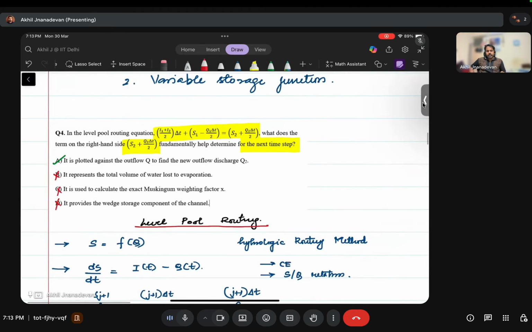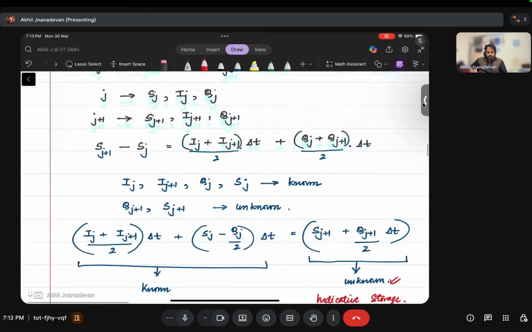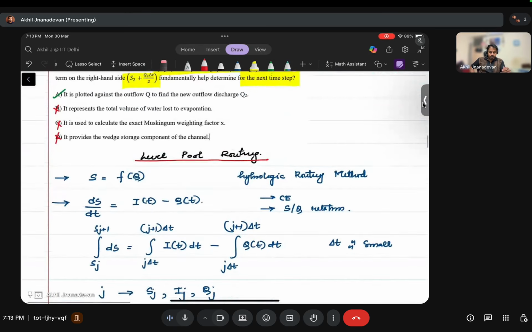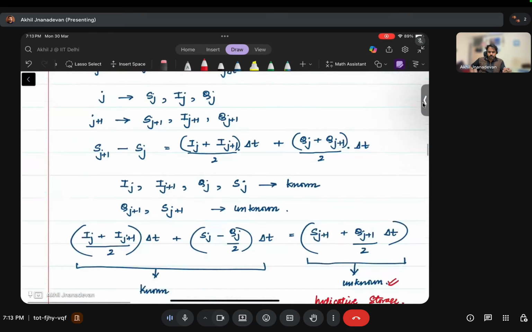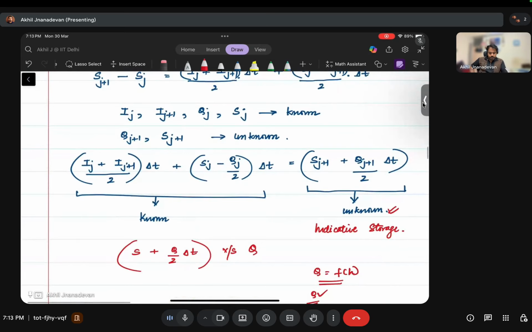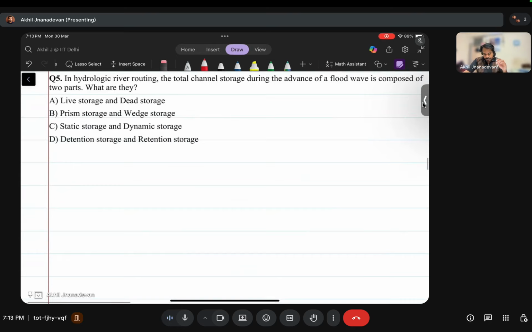That is a basic idea of level pool routing. Okay, so we got our continuity equation. We are making some assumptions. We know the storage is a function of Q, and then we have this relationship. Then what we do with the unknown term, we will be plotting against Q, and from that we will be getting the Q for Qj plus 1. That is Q for the next time step. Okay, so we can move on to the next question.